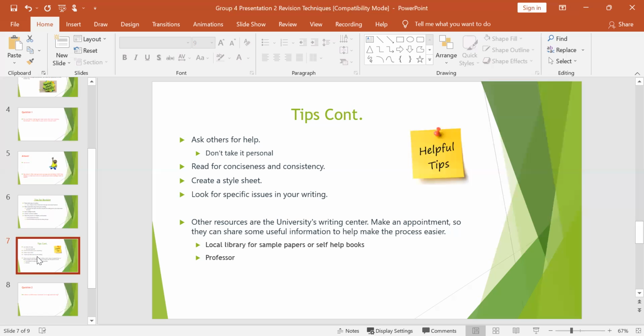Other resources is another tip. For our university, they have the writing center. They do a good job over there. It's easy to make an appointment. They can help you with useful information and make the whole process easier overall. Your local library has sample papers or self-help books. I feel like libraries are obsolete and we need to continue to use them so they don't go away. And our professor is always there to help if none of the other resources give you the specific answer you're looking for.